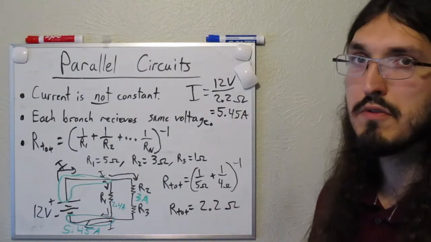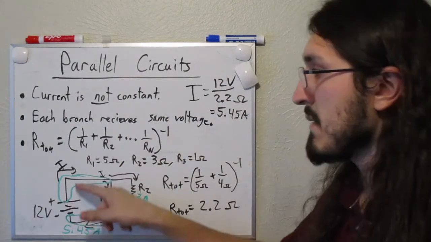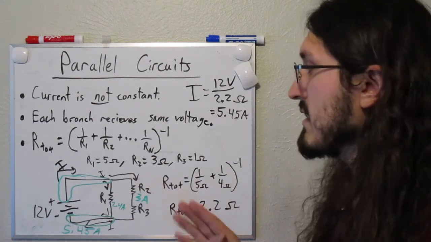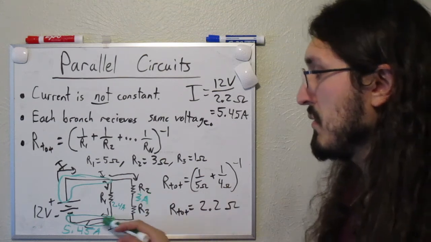So this is going to be true for all parallel circuits. The total current, or the current as it comes out of the battery or as it returns, is going to be equal to the sum of the currents of each branch. So this branch plus this branch is equal to the total current.